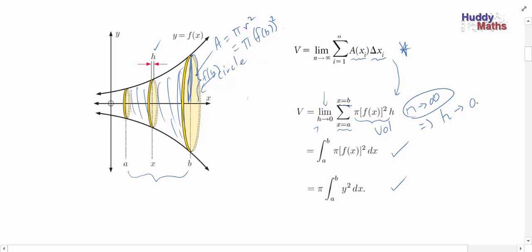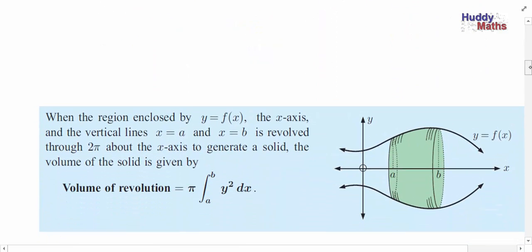Just notice that the IB tends to put it in the formula book like this, and this will come up in the formula book down below in a minute. But we know from the rules of the definite integral that constant pi can be put out the front. So either way is cool. Okay, are you ready? Let's go and look at what we can do with it now.